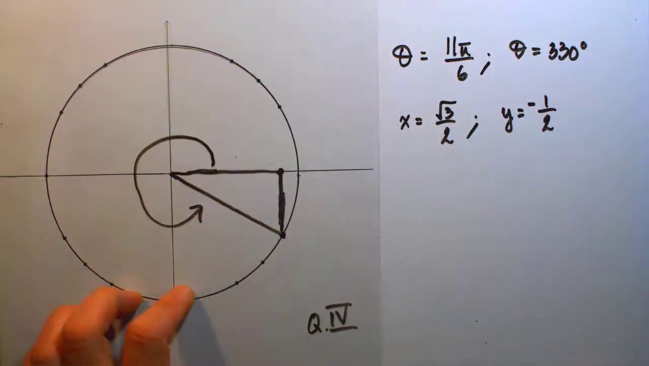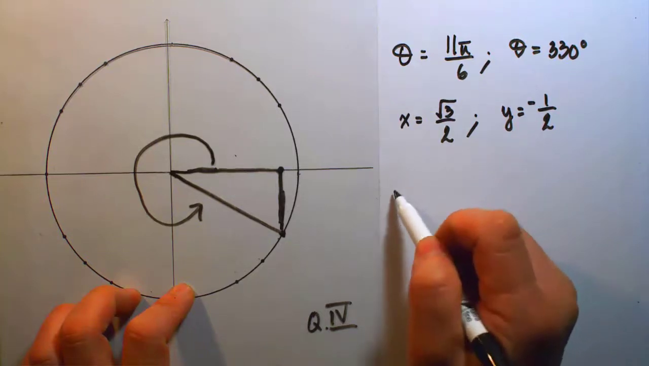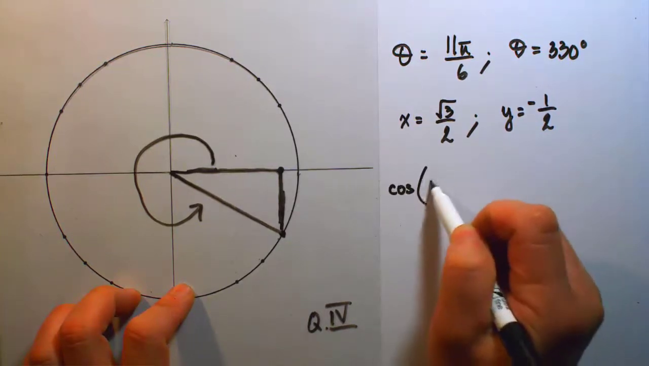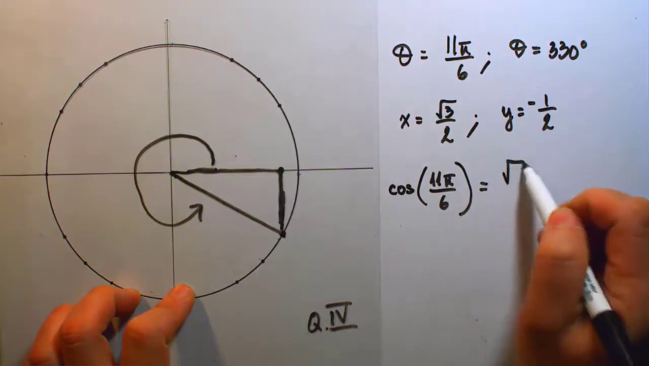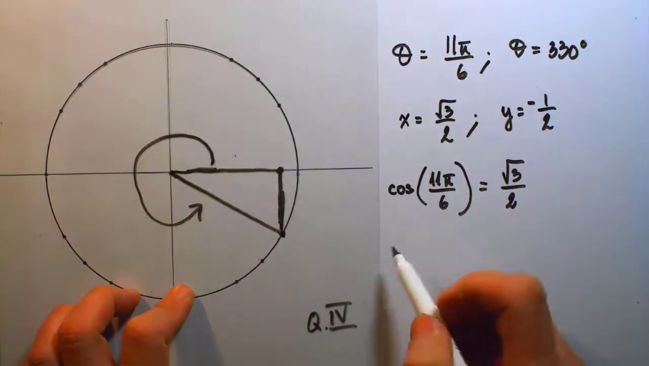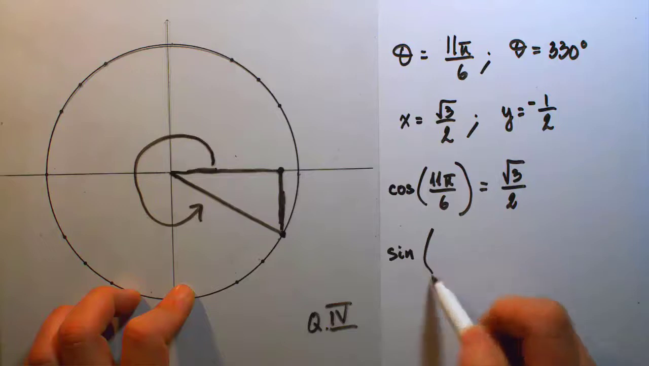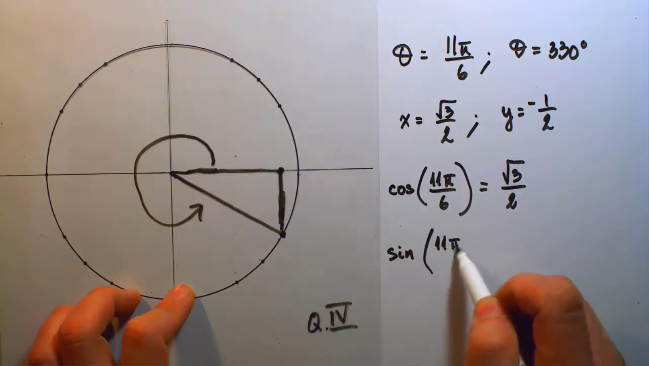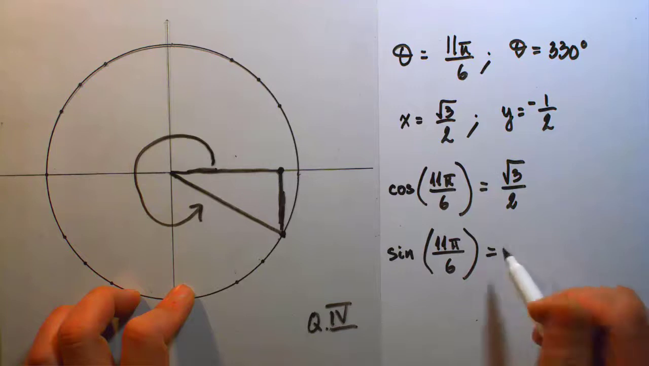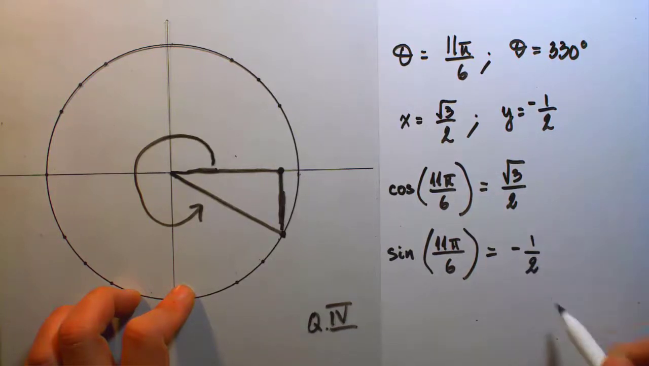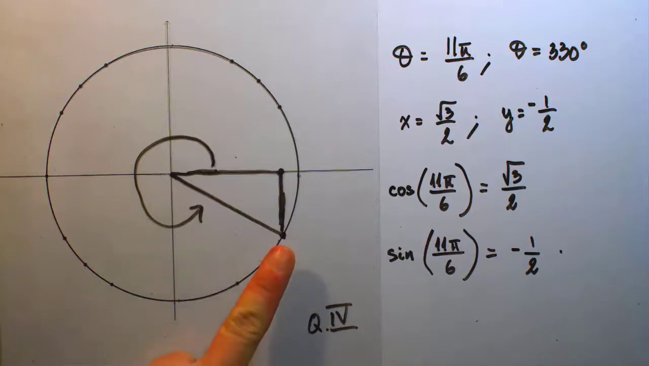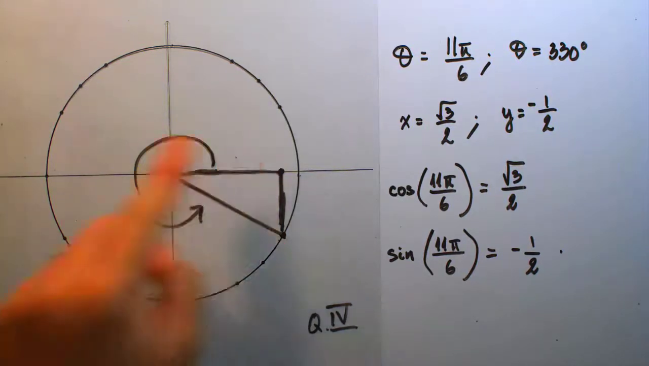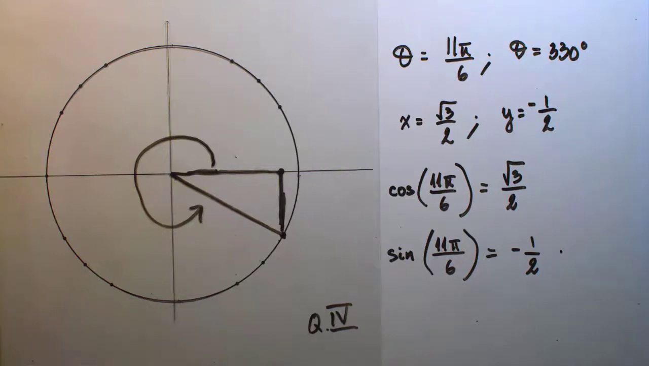And so now I can say cosine of 11 pi over 6 equals square root 3 over 2, and sine of 11 pi over 6 equals a negative 1/2. And so now you've made it through the sine and cosine values of all the common angles throughout the unit circle in a positive direction.